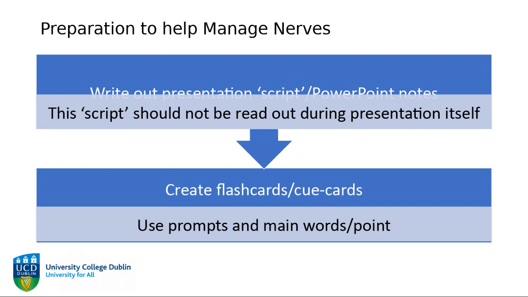Once you have that material down, then you can start looking at creating flashcards or cue cards, and then you can use that to make prompts, such as using main words or different points. So it means that you've already run through the stuff that you would like to talk about. But the flashcards or cue cards, if that's something you wish to use, are there just as a prompt. Remember, like I said before, the visual aid is a prompt to help you move on to the next point, rather than reading it word for word off the slide.